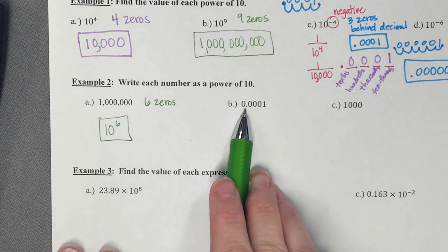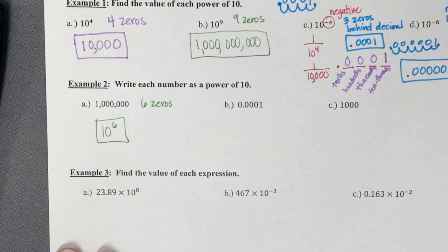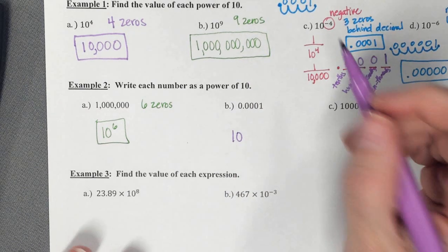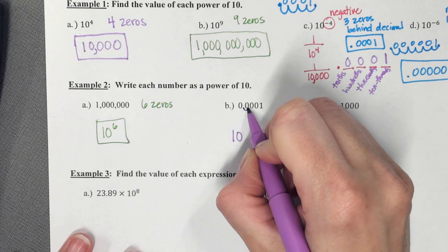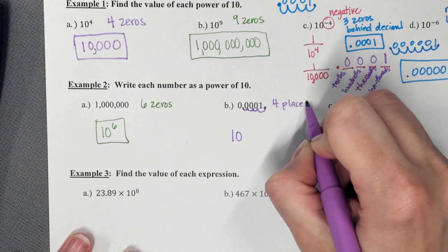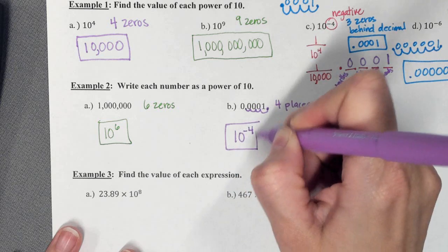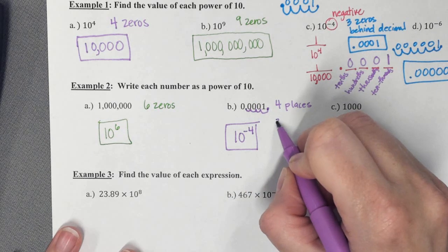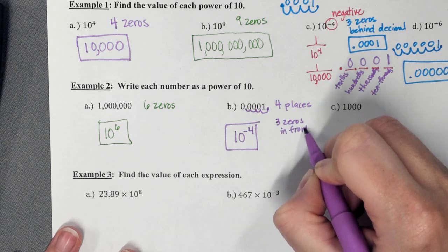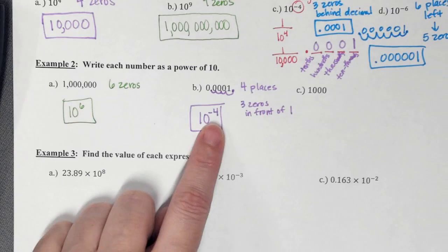Okay, now B has a decimal in it. If there's a decimal, that means it's going to be what type of exponent? Yep, it's going to be negative. One way that you can do that is you can just count 1, 2, 3, 4. If you move 4 places to get to 1, it'll be 10 to the negative 4. It's also 3 zeros in front of the 1. So if it's 3 zeros in front of the 1, it's 1 more.